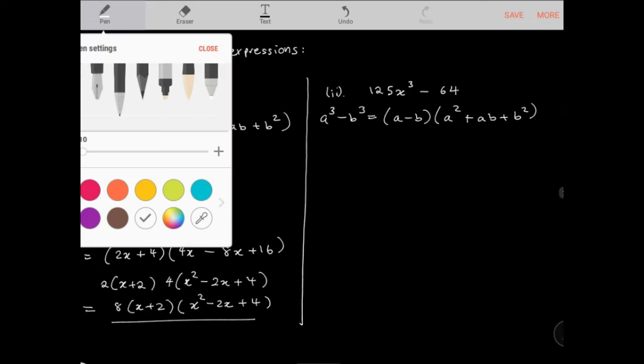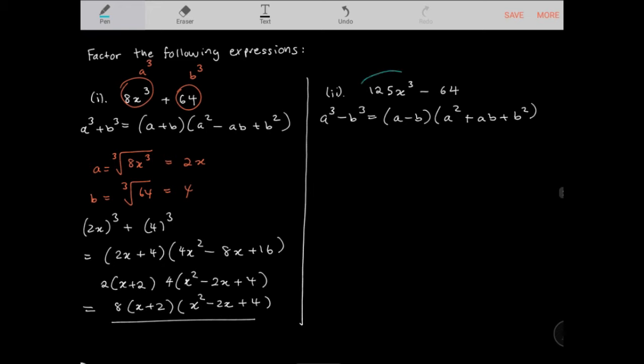And in this case, you can notice here that our a cubed term is 125x cubed, and our b cubed term is 64. Okay, so in this case, my cube root of 125x cubed is basically 5x, and my cube root of 64 here is 4. Okay, so I'm going to use this template now.